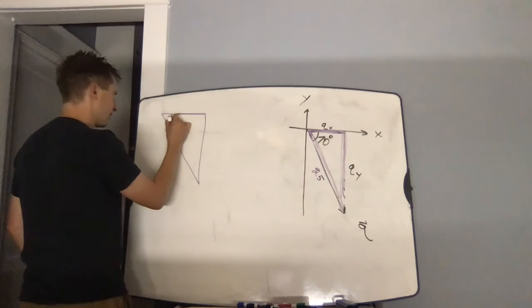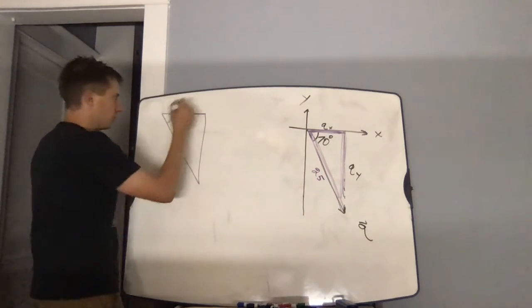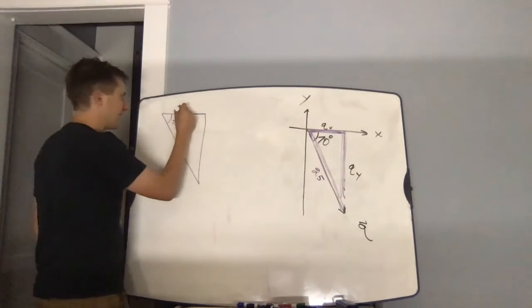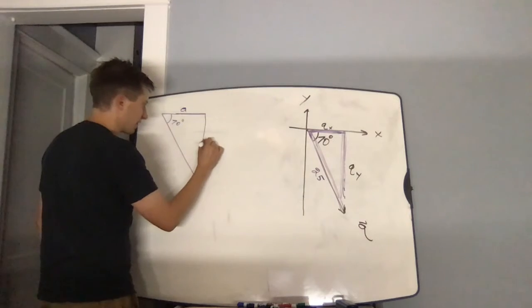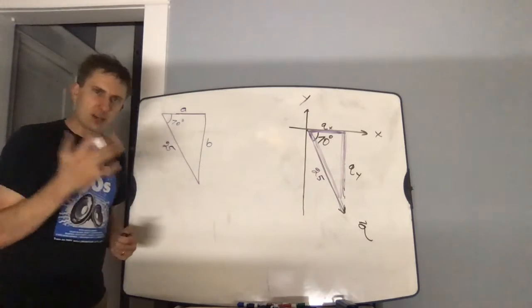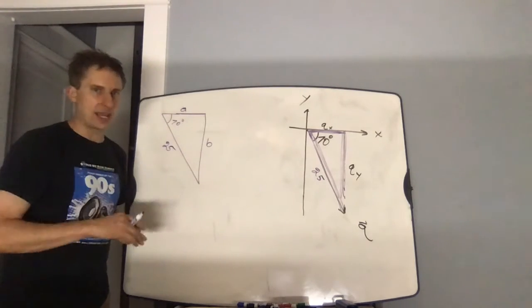This is my 70-degree angle. This side I will just call side A. This side I'll call side B, and the hypotenuse is 25. My goal is to find what A and B are.